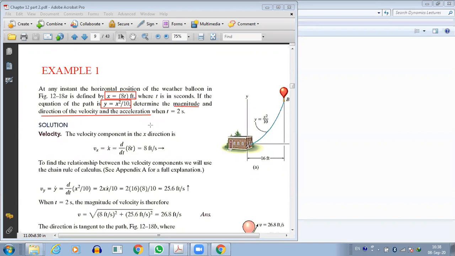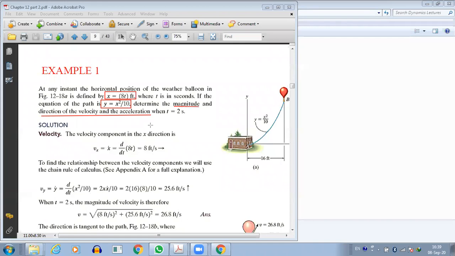You're given x as a function of time, but y is not given as a function of time. Y is given as a function of x. Okay, and then you need to find what? You need to find the magnitude and direction of velocity and acceleration. So we need to find the velocity and acceleration.